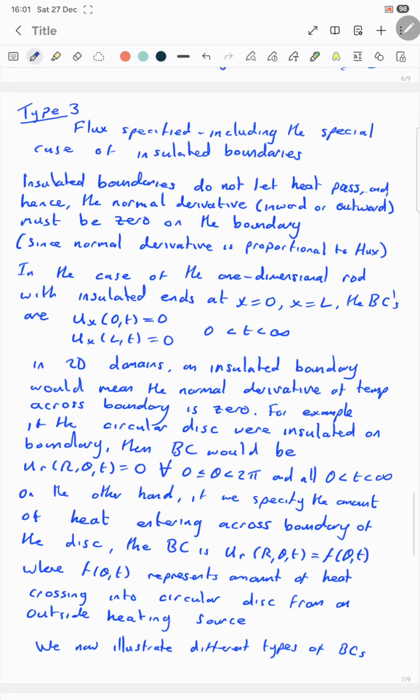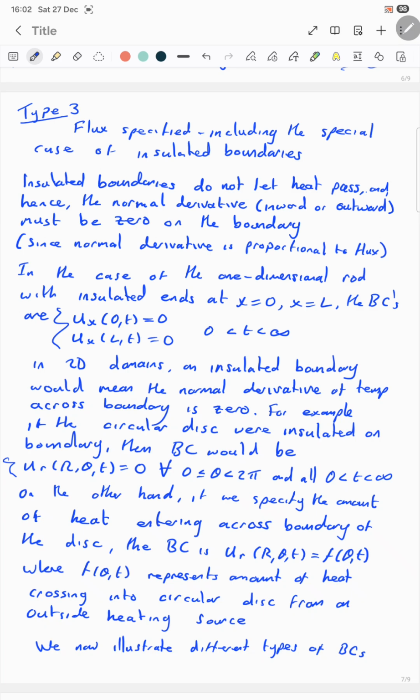The type 3 condition, the flux specified, including the special case of the insulated boundaries. Insulated boundaries do not let heat pass, and hence the normal derivative must be 0 on the boundary, since the normal derivative is proportional to the flux. In the case of a one-dimensional rod with insulated ends at x equals 0, x equals L, the boundary conditions are given here. In 2D domains, an insulated boundary would mean the normal derivative of temperature across the boundary is 0.